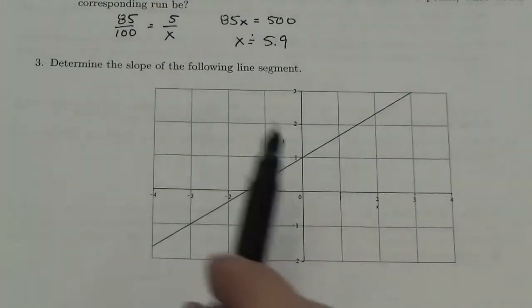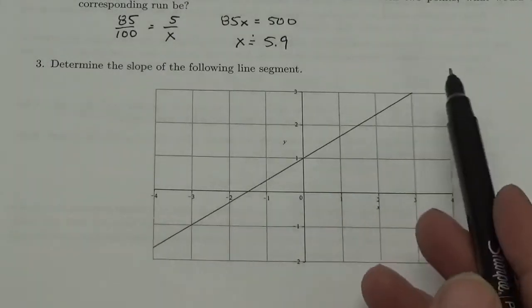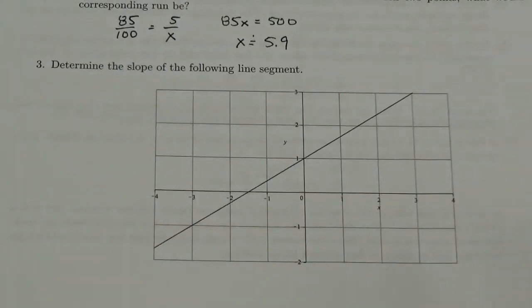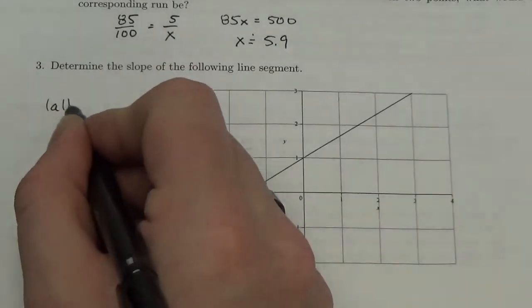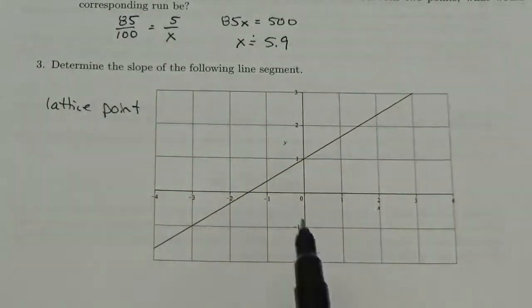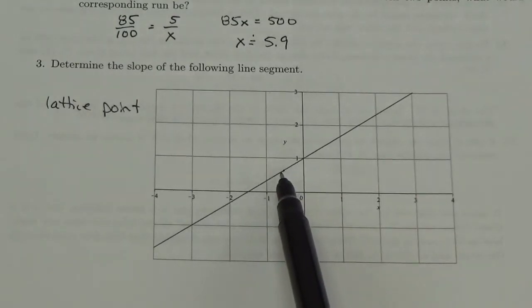Now, this question is just saying, determine the slope of the following line segment. So I give you a line right here. So I want the slope of this line. Now, I'm pretty lazy here. What I'm going to do is grab a couple of points that I see here, that the line goes through quite nicely. I'm going to grab what we call a lattice point. Now what I mean by that is, for example, this point right here, let's say, that is not a lattice point.